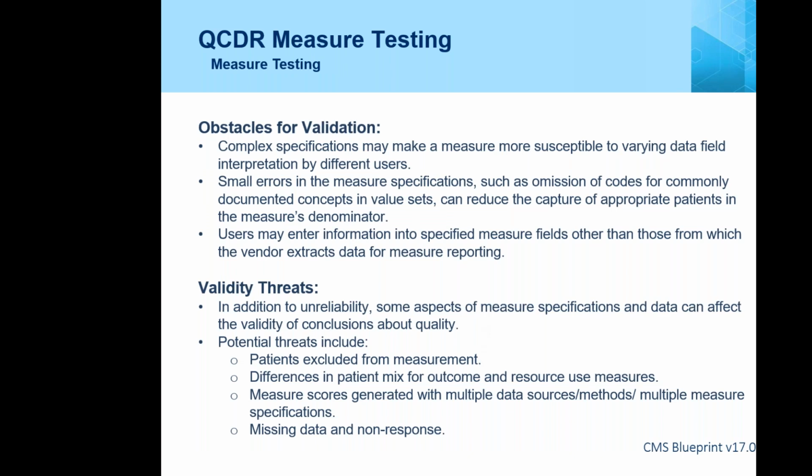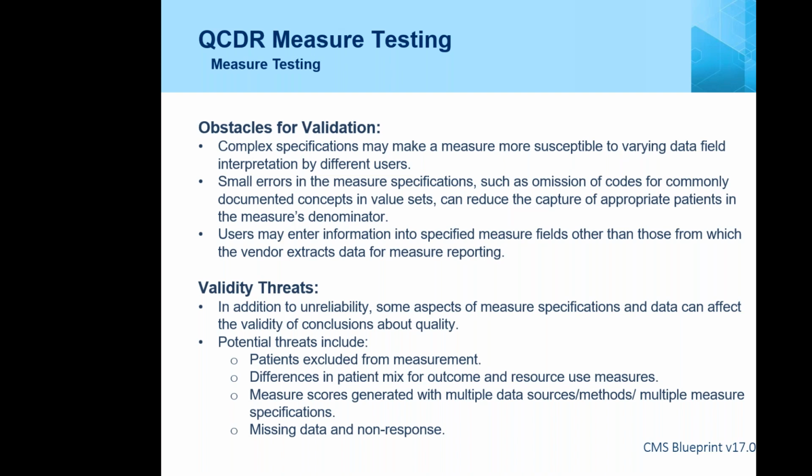Of course, there are obstacles for validation. If the measure has extremely complex specifications, it might make the measure more susceptible to the way the different data fields are interpreted by different users. Small errors in the specifications, such as the omission of codes for commonly documented concepts in a value set, can reduce the capture of appropriate patients. Users may enter information into specified measure fields other than those from which the vendor extracts data for measure reporting. And this is part of that workflow and clinical burden that we talked about. A clinician may be documenting the quality action, but because it's not in the correct field, it doesn't get captured, and then the clinician doesn't get credit for doing the care.